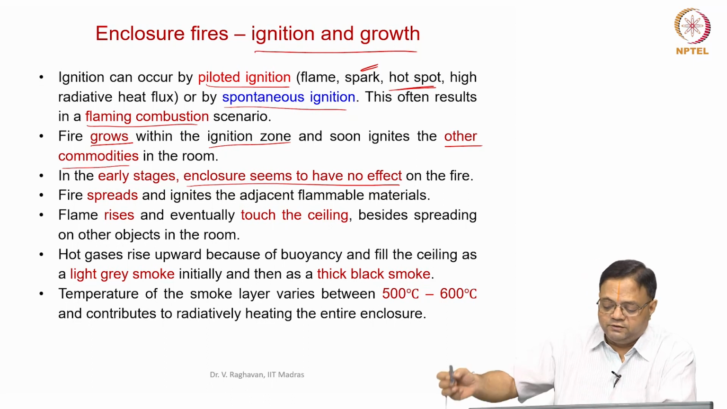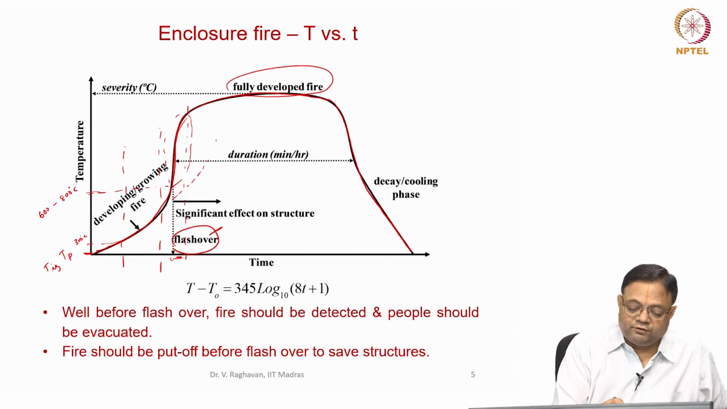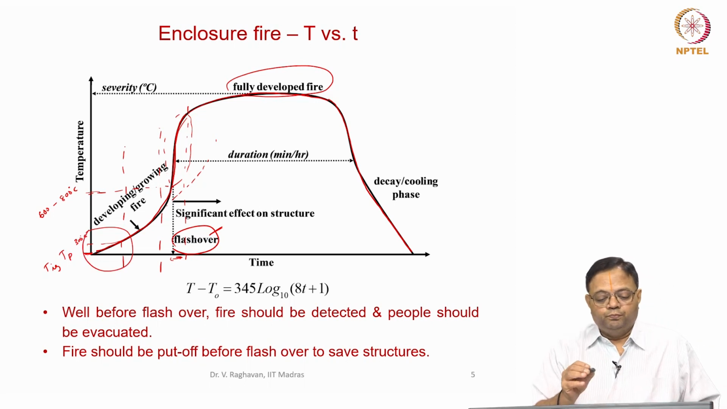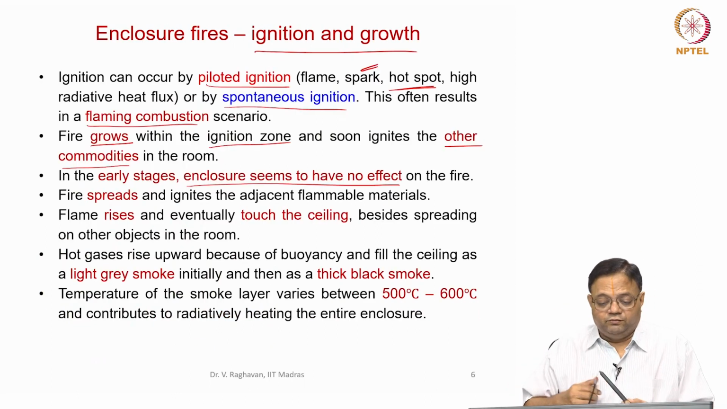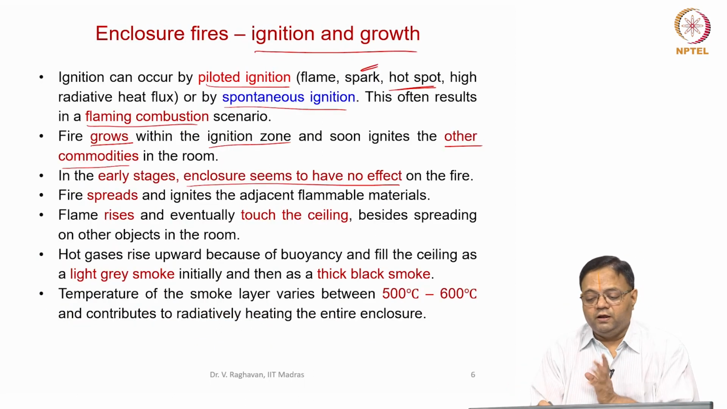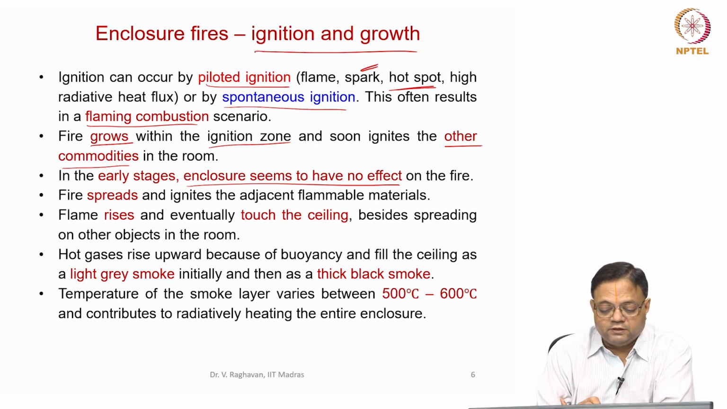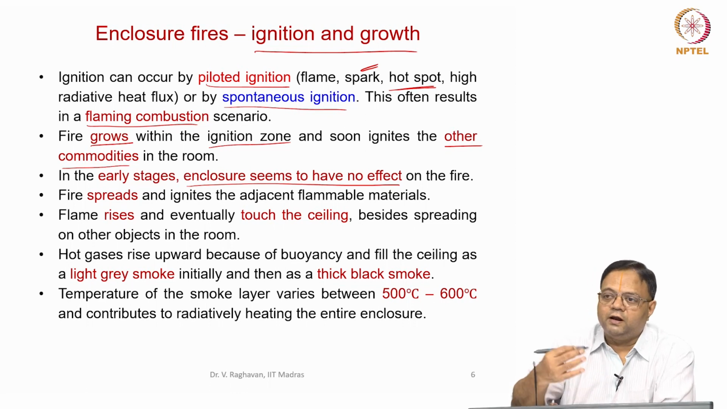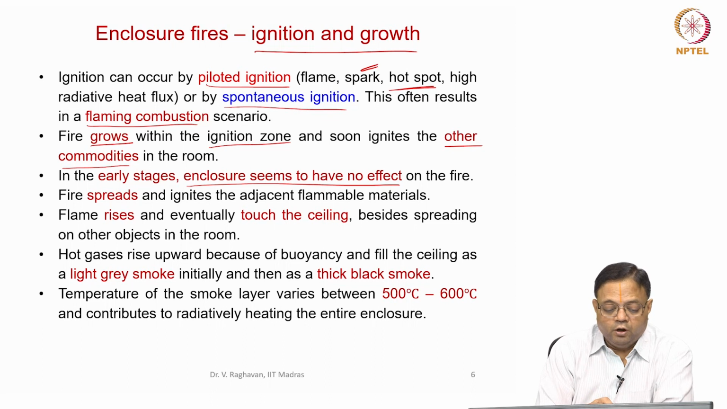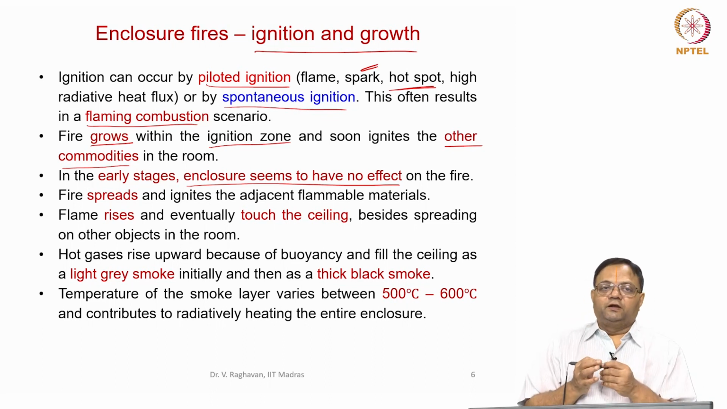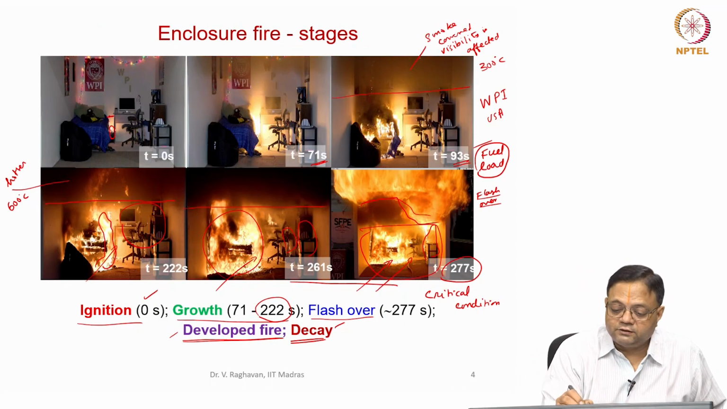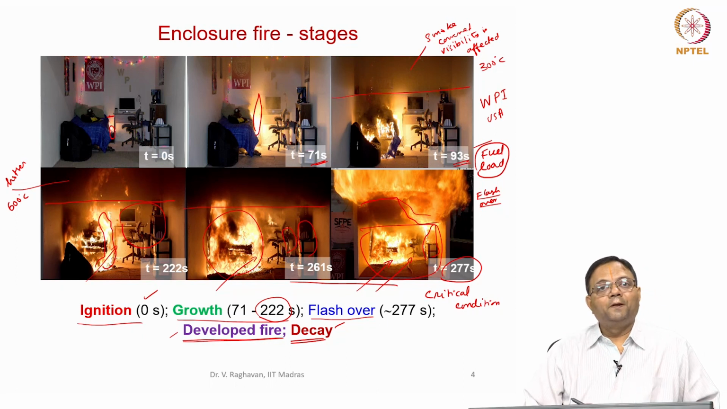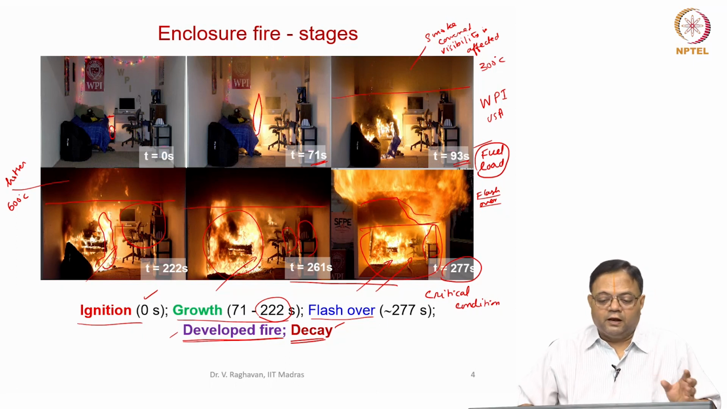So the early stage, just go back, we are talking about an early stage like this, where the fire growth is almost linear. In an early stage fire, the enclosure will not have any effect. Fire spreads and ignites adjacent flammable materials. It may spread over a particular material, then an adjacent material can also be ignited. Now the extent of fire will increase. Go back here. Initially a small fire is there, then the extent of this fire has increased. That is the early growth stage.